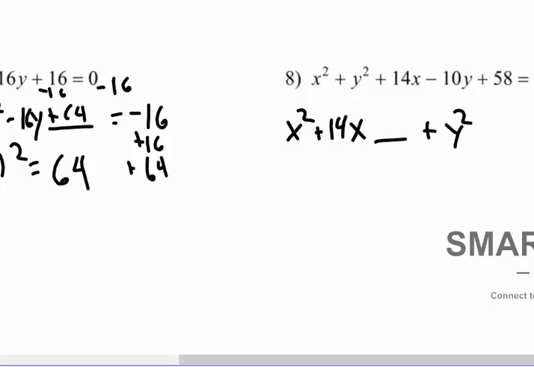Then we've got the y squared minus 10y. Leave a space for our new c value. And I'm going to subtract 58 from both sides to get that number to the other side. So now you've got to figure out half of 14, square it, add it to both sides, and then half of negative 10 squared and add it to both sides, and then you can factor it.